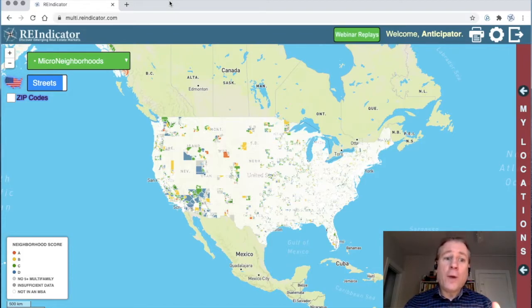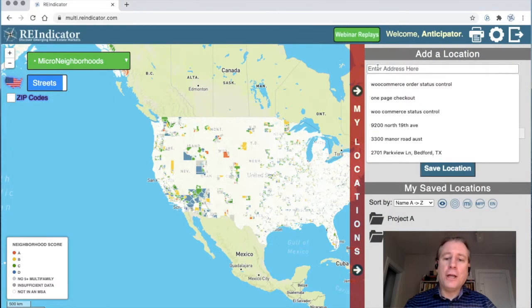So when you're at the US map, when you sign in, you normally see all the little puzzle pieces that make up the micro neighborhoods around the country. These scores have been updated.